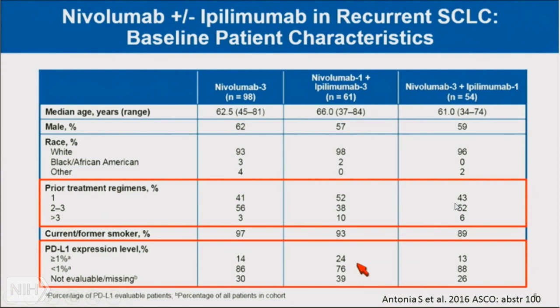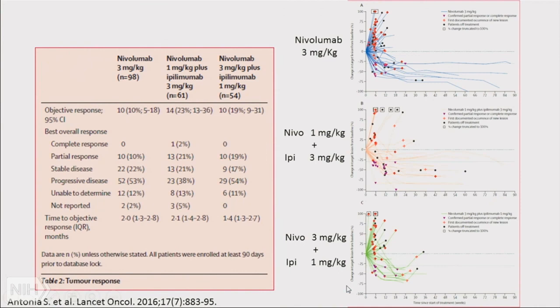So these are the patient characteristics. I just want to point out that if you look at the PD-L1 expression level, most patients have very little expression of PD-L1. And here is the response data. In the arm with nivolumab alone, there's about a 10% response rate. And when you combine nivo with ipilimumab, the response rate gets doubled.